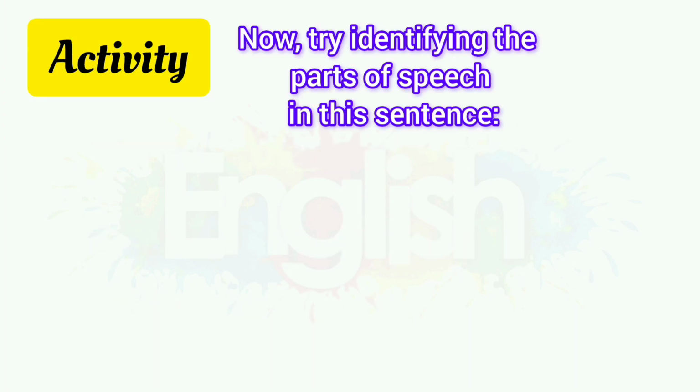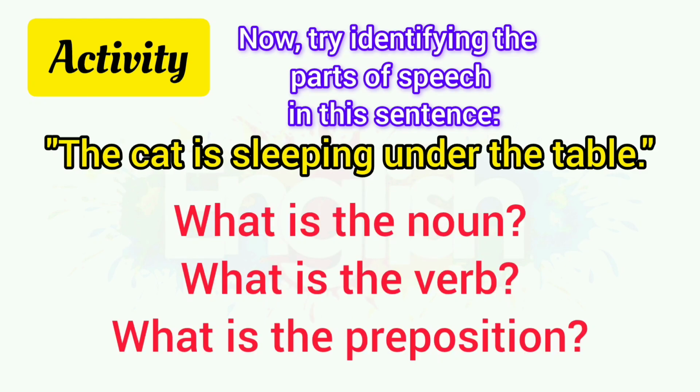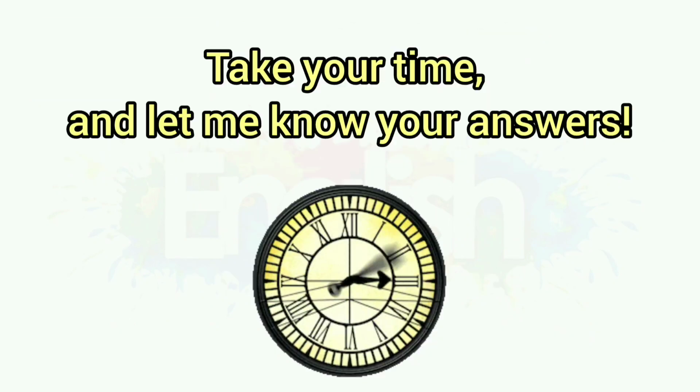Activity 1. Now, try identifying the parts of speech in this sentence. The cat is sleeping under the table. What is the noun? What is the verb? What is the preposition? Take your time and let me know your answers.